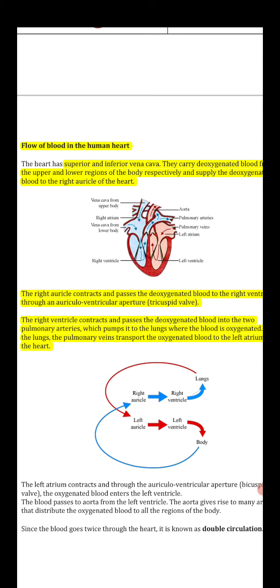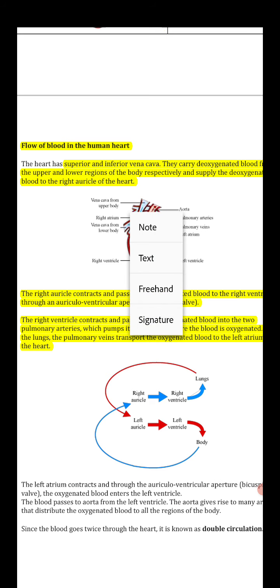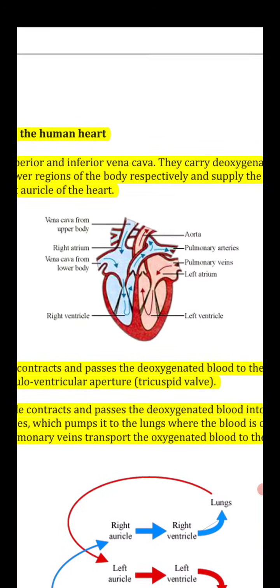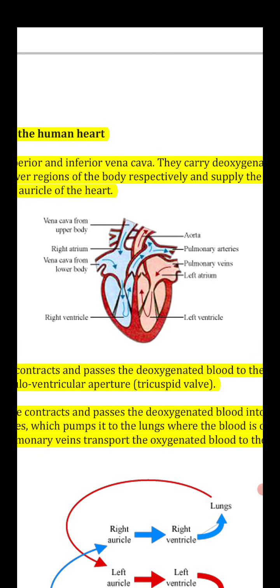Here the pulmonary vein carries oxygenated blood. Normally a vein carries deoxygenated blood, but the pulmonary vein carries oxygenated blood. There is one exception. So the pulmonary veins transport the oxygenated blood to the left atrium of the heart. Just look at the structure. This is the pulmonary arteries. The upper portion is the aorta.